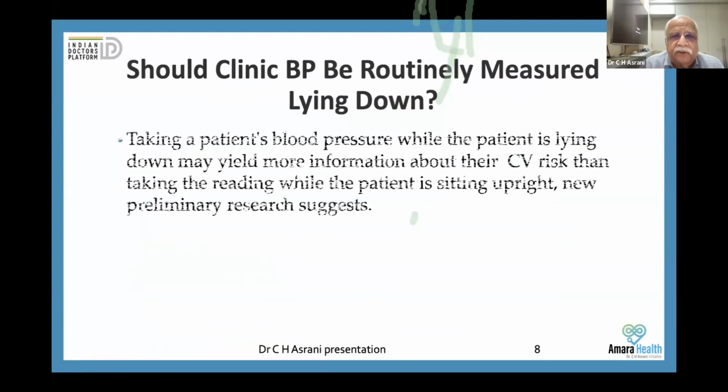So the new research says, should BP be routinely measured lying down? The research, which is after 25 plus years of observation, says that BP checked in the supine position, with the patient lying down, gives you more information about the cardiovascular risk of the patient, the likelihood of coronary artery disease, myocardial infarction, stroke, or a fatal cardiac event, and you can take precautions in treating or in investigation.